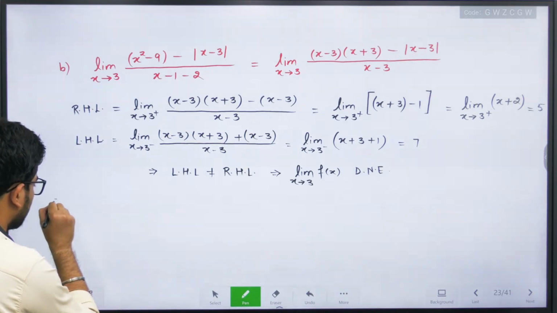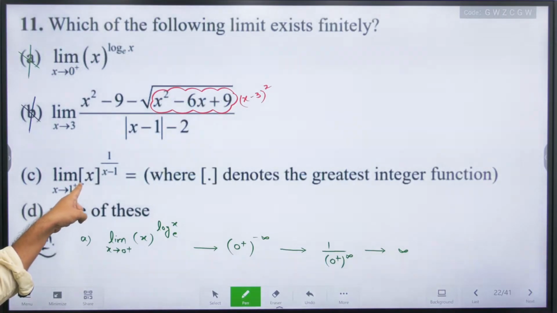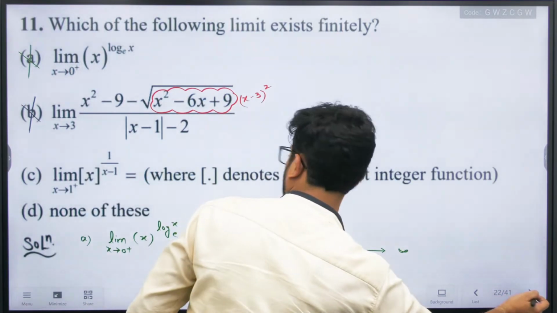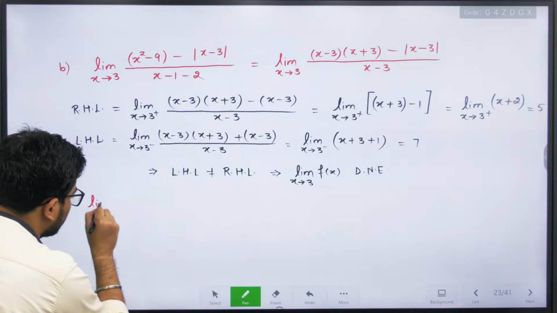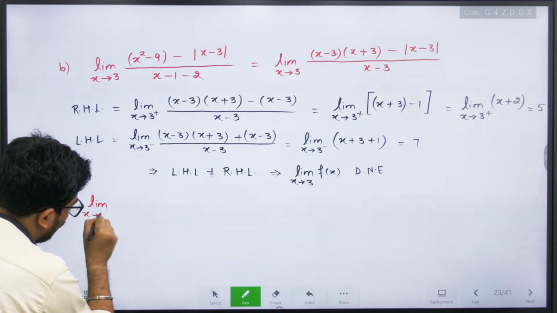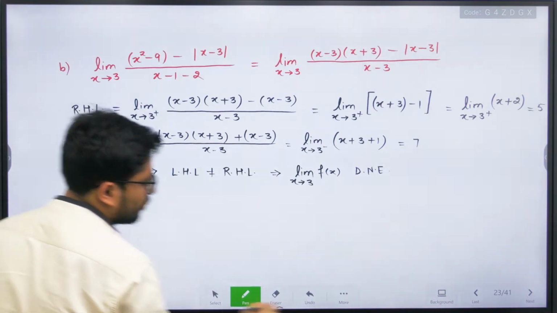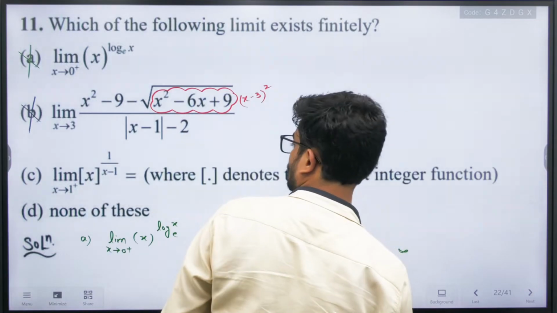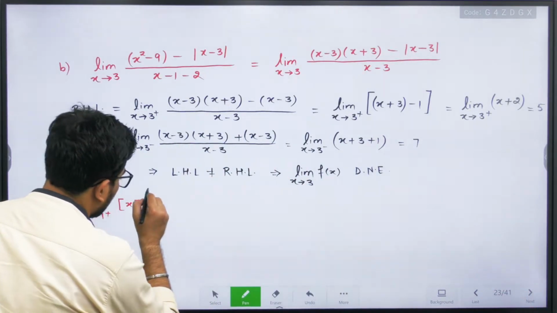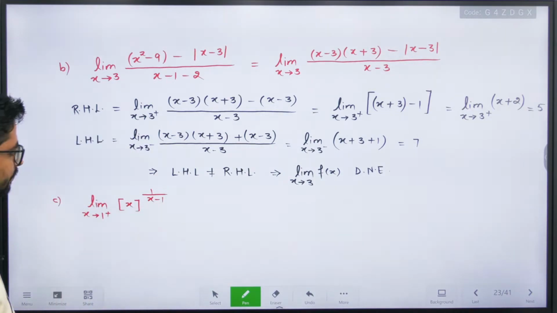That is, limit x tends to 1 plus, and this one denotes greatest integer function. Okay, limit x tends to 1 plus, greatest integer x, and this to the power 1 upon x minus 1. Okay, 1 upon x minus 1.